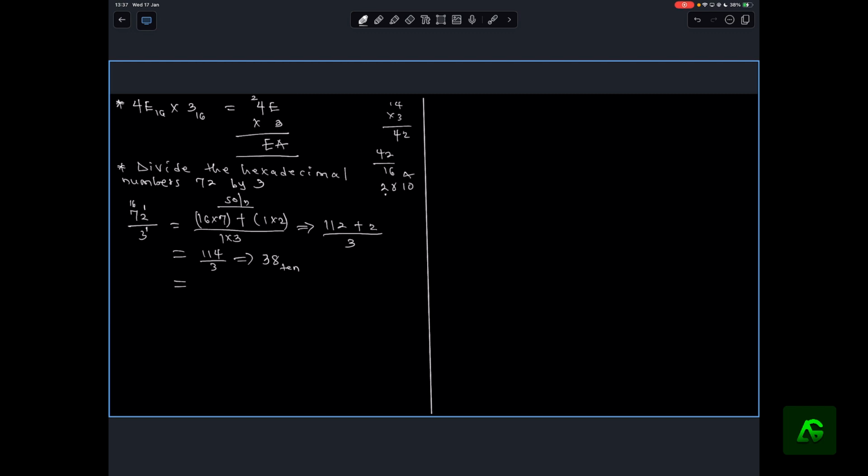Now this base 10 value, we'll convert it to base 16 by dividing repeatedly by 16. How many 16s can we see in 38? 2 remainder 6. So how many 16s can we see in 2? 0 remainder 2. So what do we have? We have 2, 6. 26 in base 16. So this is what they asked us to do here.